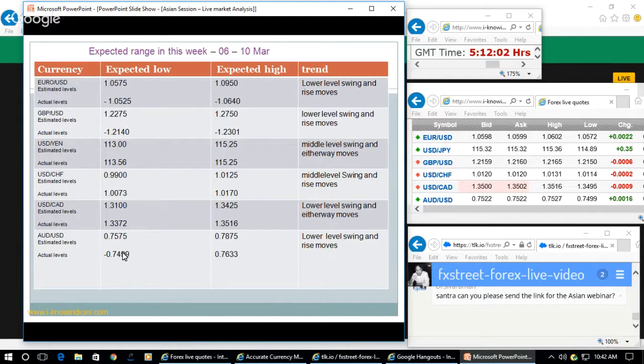In the case of Australian dollar also, they came down to the 0.7499 area and they went up to 0.7633, and then again came down, and they are holding around 0.75, and they are expected to gain up to 0.76 after the non-farm payroll release.